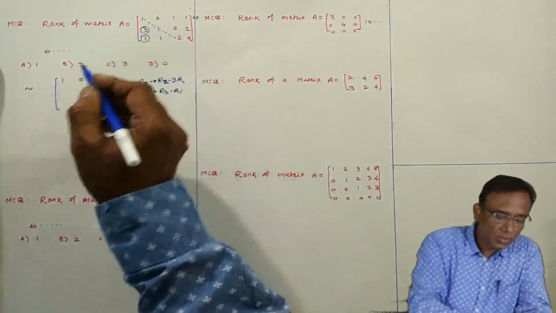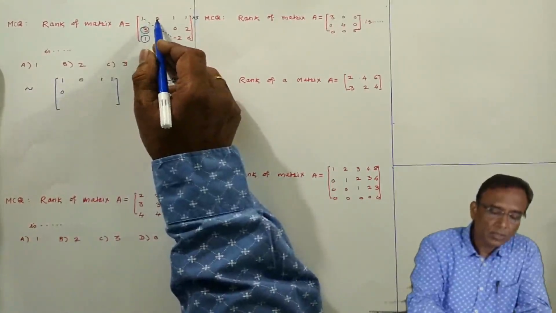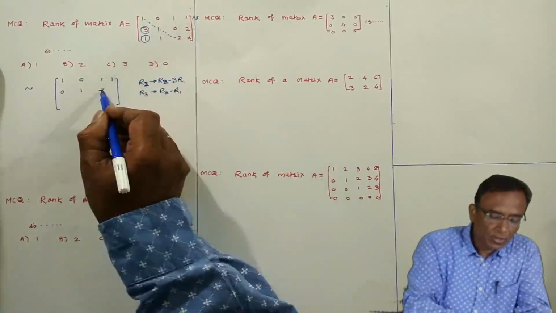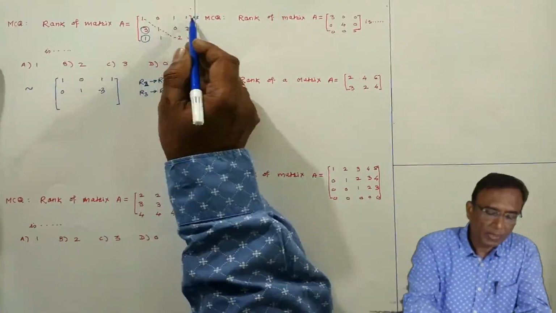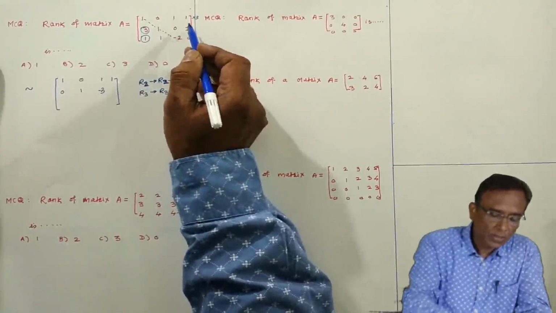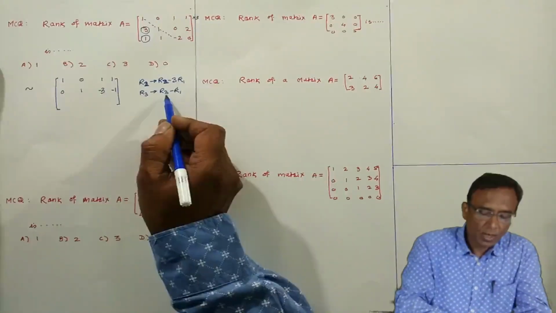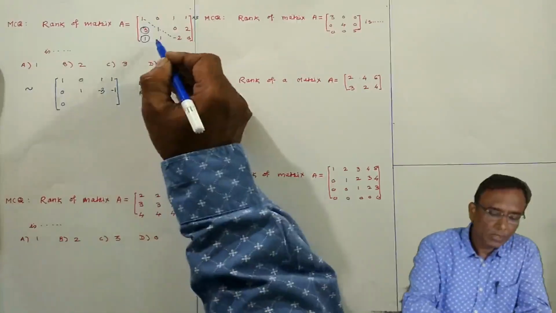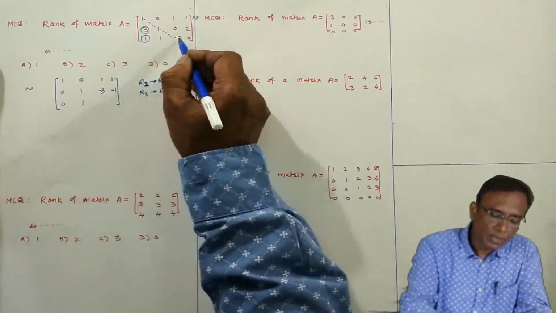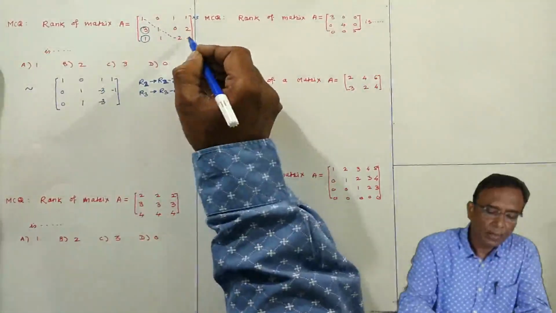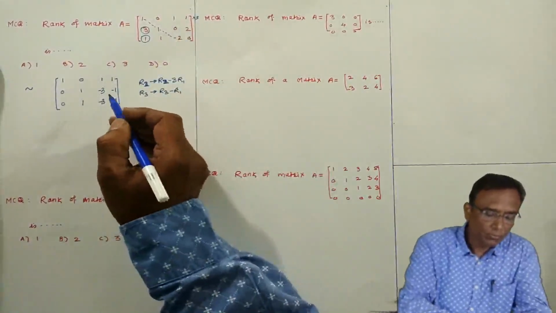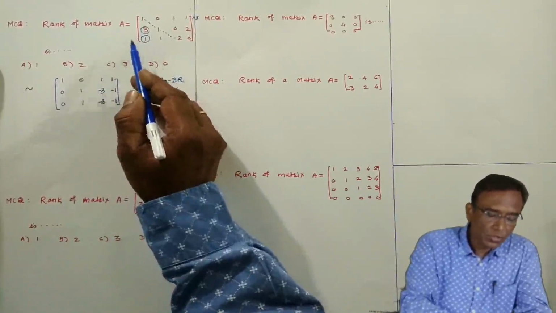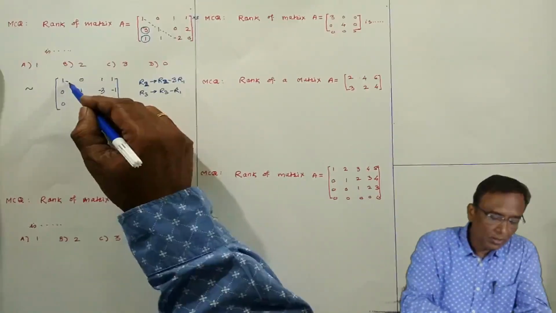3 minus 3 is 0. Here 1 minus 0 will be 1. 0 minus 3 is minus 3. And 2 minus 3 is minus 1. Second transformation, R3 minus R1. 1 minus 1 is 0. 1 minus 0 is 1. Minus 2 minus 1 is minus 3. And 0 minus 1 is minus 1. So what we have done: at these two places we brought 0. Now draw the diagonal. This is the diagonal.